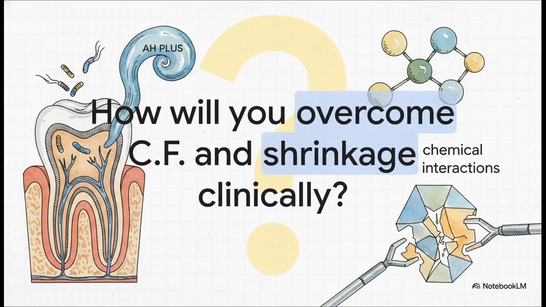So, we've defined adhesion, we've named our bacterial enemies, traced the whole history back to AH+, and basically mapped out the physical and chemical minefields of the root canal system. I want to end today by pushing you out of just rote memorization and into an active clinical problem-solving mindset. Knowing the microscopic anatomical hurdles and the exact chemical interactions we just walked through, how will you actively overcome the configuration factor and polymerization shrinkage when you step into the clinic for your very next root canal case?